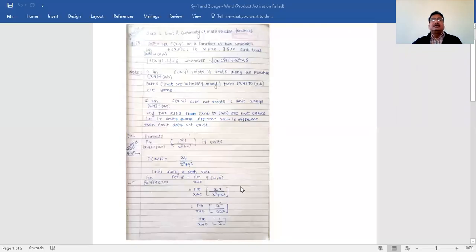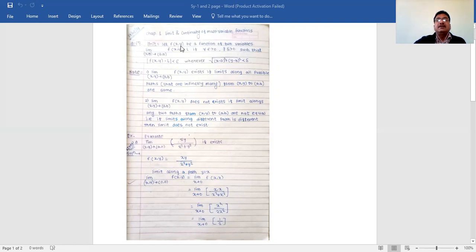So we will start a new paper, paper number 1, calculus of several variables. And the first chapter is limit and continuity of multivariable functions, or limit and continuity of these several variable functions. So, definition of limit: let f(x,y) be a function of two variables.